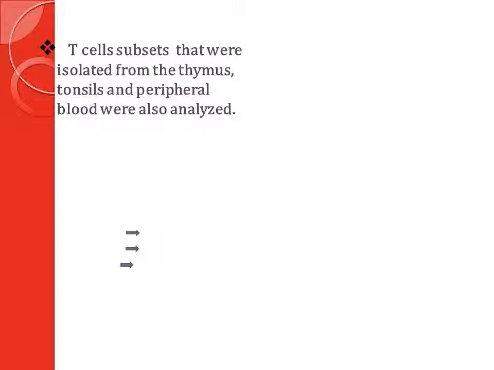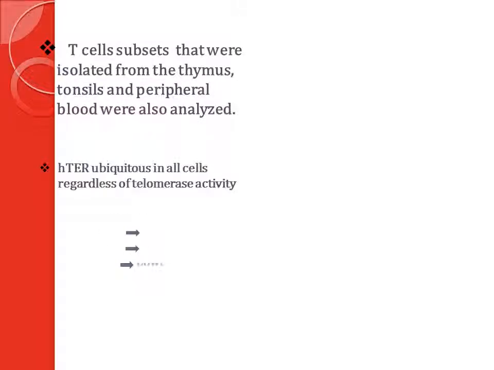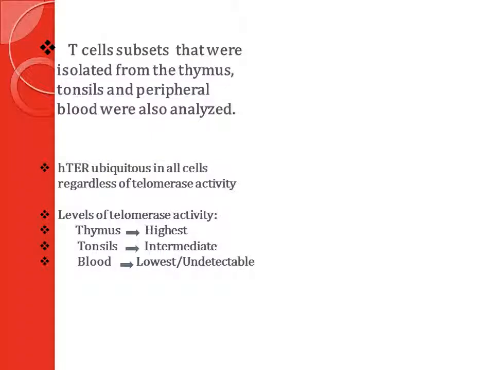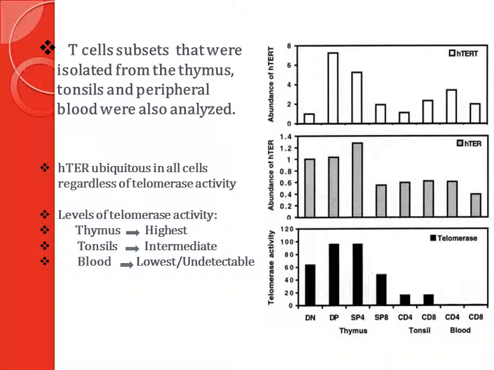T cell subsets that were isolated from the thymus, tonsils, and peripheral blood were also analyzed. The findings show that telomerase activity was high in thymocytes, intermediate in tonsil T cells, and undetectable in blood T cells of normal adults, but showed low activity in T cells of children. HTERT mRNA was detected in all subsets of T cells regardless of telomerase activity. Thus, there was no strict correlation found between telomerase activity and HTERT in T cell subsets.